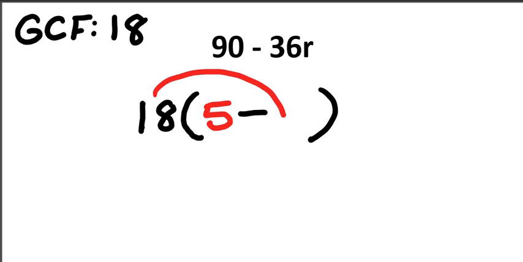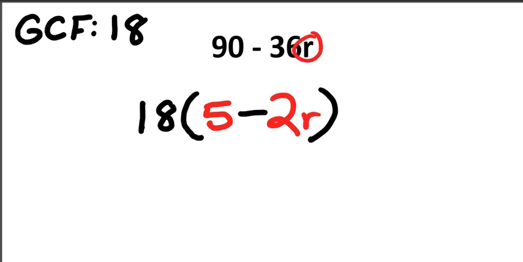And then 18 times what is 36? We know that 18 times 2 is 36. And there is an R, so don't leave that R lonely. Go ahead and pull them down and put them right there. And bada bing, bada boom, you got a broom.